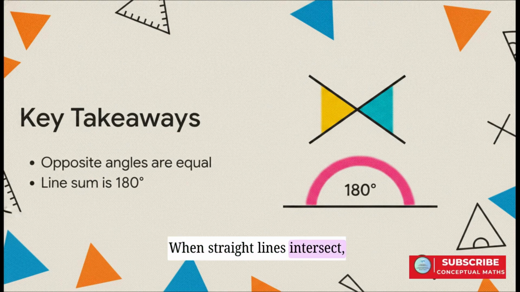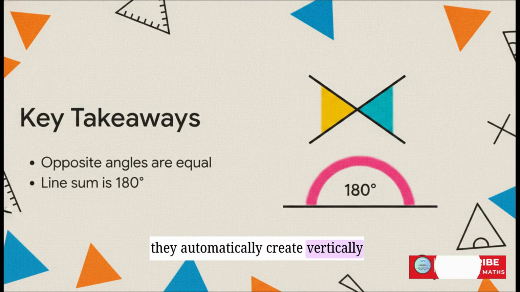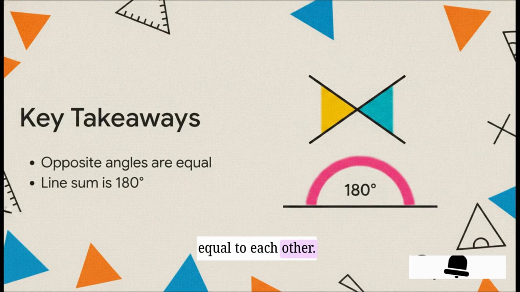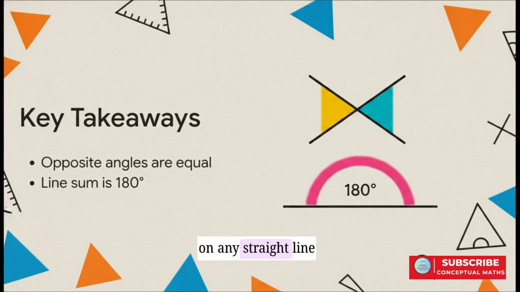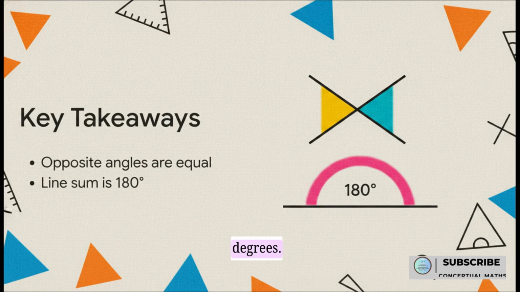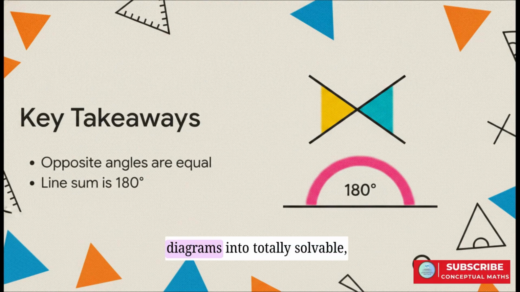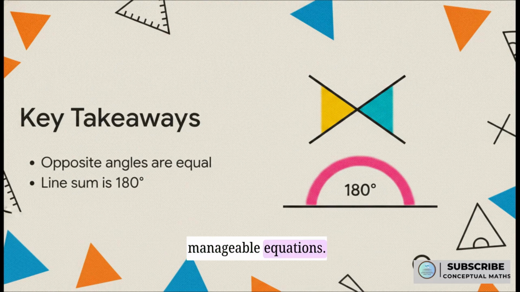When straight lines intersect, they automatically create vertically opposite angles. And remember, opposite angles are always equal to each other. Second, the sum of angles on any straight line is always exactly 180 degrees. By just trusting these basic rules and deliberately using them step by step, you can break down the most overwhelming diagrams into totally solvable, manageable equations.